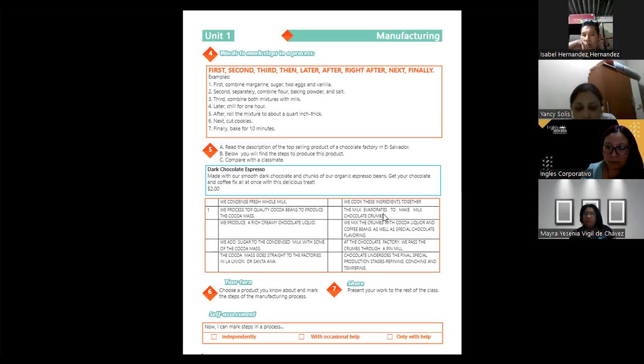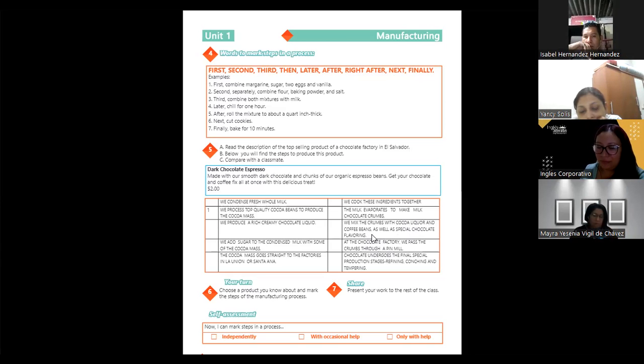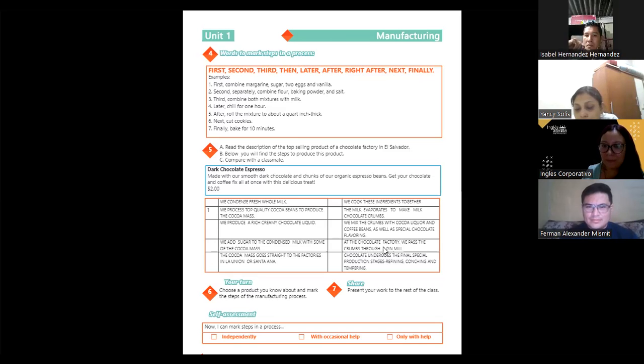¿Qué pasa después con los crumbs? We mix the crumbs with cocoa liqueur and coffee beans, as well as special chocolate flavoring. Correct. Una vez que tenemos los crumbs, we mix them with cocoa liqueur and coffee beans. Y with special chocolate flavoring. ¿Qué pasa después? Ahí sí vamos con el paso que usted mencionaba. Okay. At the chocolate factory, we pass the crumbs through a pin mill. Yes, ya todo eso, los crumbs mezclados con saborizante y todo lo demás, se pasan por un molinillo, right?